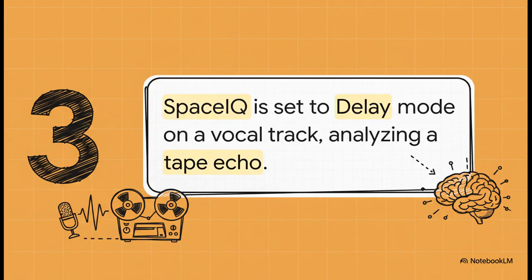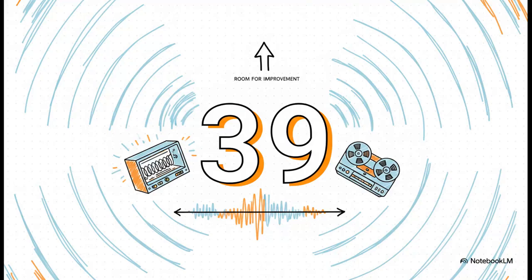So let's start by putting SpaceIQ in its delay mode. Let's pretend we've got this on a vocal track, and we're checking out the tape echo we just dialed in. We want to know, is this actually helping, or is it hurting the mix? And bam, right away we get this number, a delay risk score of 39.